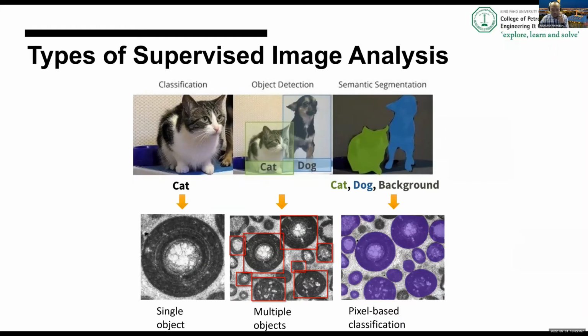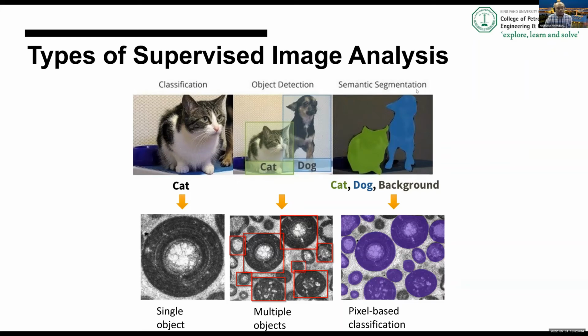So I will show you a couple of different case studies and examples of work that I've been doing. But before we move into that, I will just quickly introduce image analysis, especially supervised learning for image analysis. In deep learning, we have three different categories, right? We have classification, where you try to identify a cat, for example here. So you just try to identify a single object in your image.